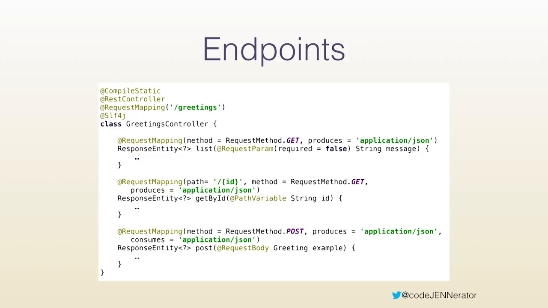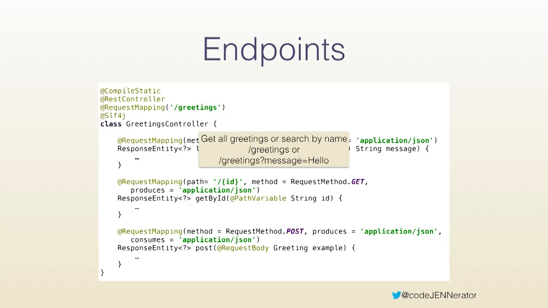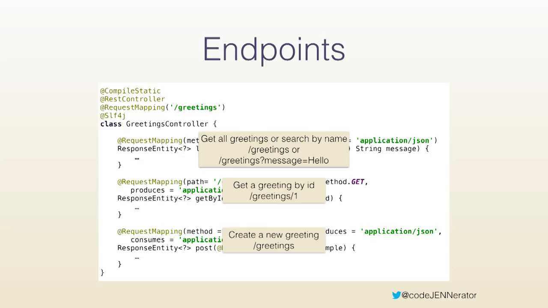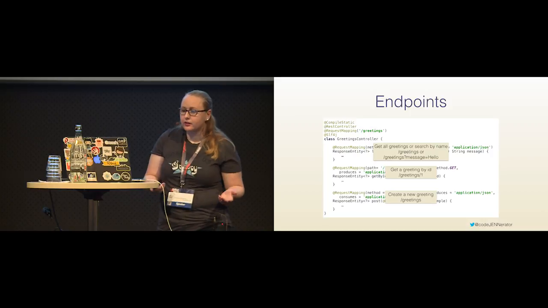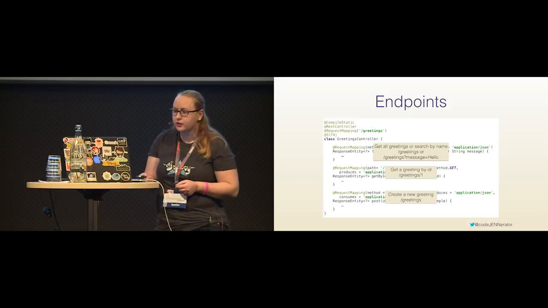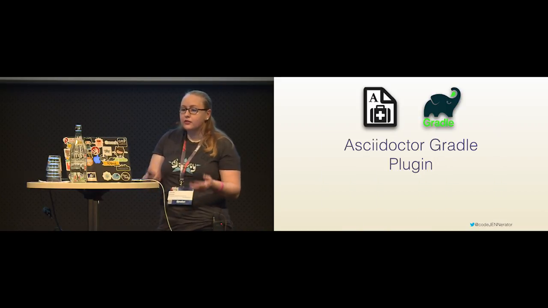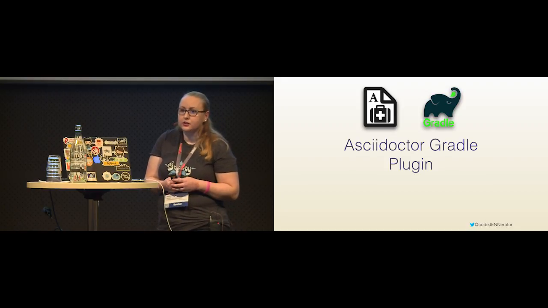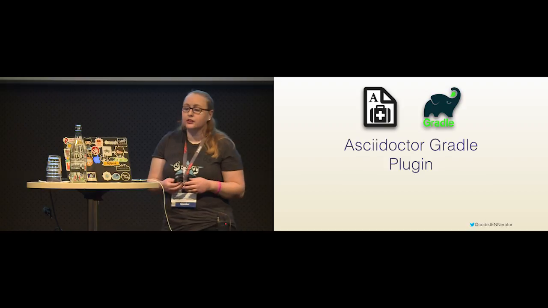If it doesn't look familiar, it's okay. The first one is just getting all the greetings or doing a search. The second one is a get by ID. And the third one is a post to create a new greeting. Of course, you want to replace that with whatever you have existing or the project that you're creating. So at this point, you can add the AsciiDoctor Gradle plugin, or maybe you already have it in your project.